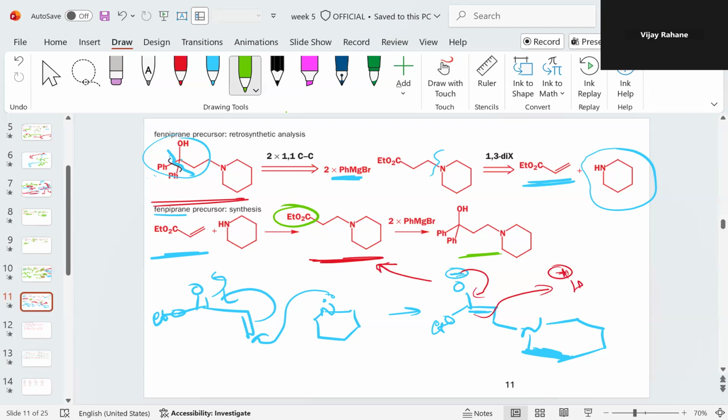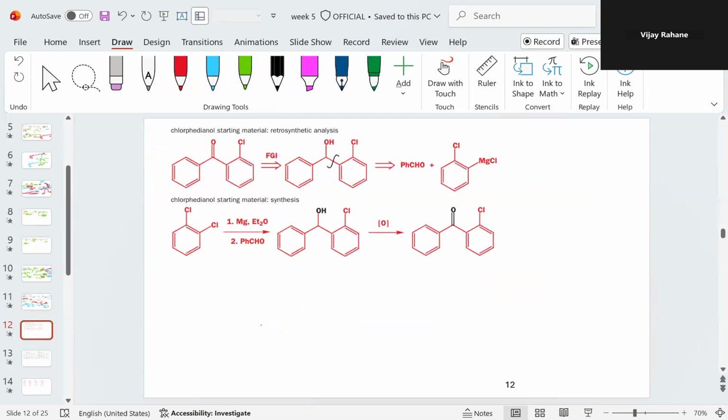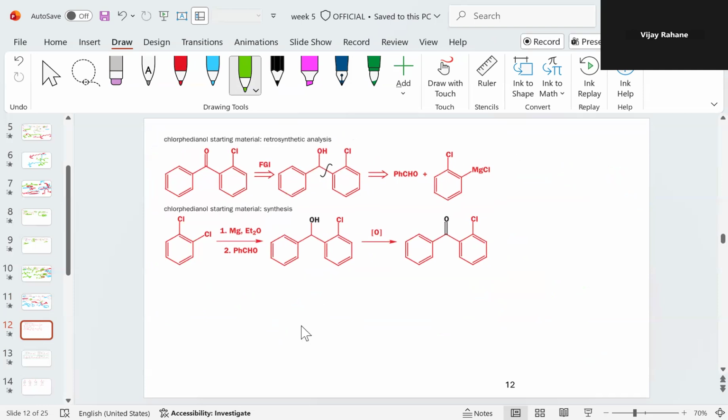So in chemistry, particularly in retrosynthesis, if we see more and more examples, we can get more idea regarding the different retrosynthetic approaches. So here also, this is a similar example as seen earlier. We have this target molecule. So how can this target molecule be synthesized?